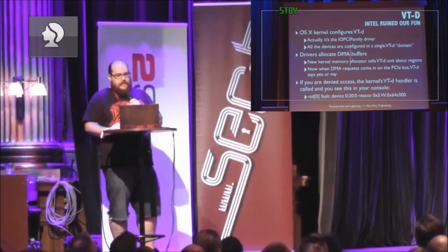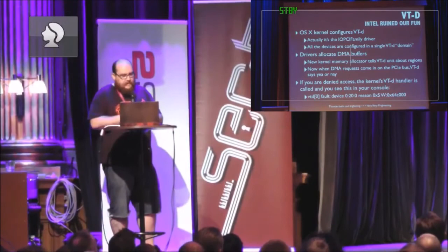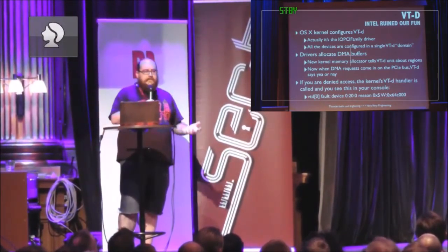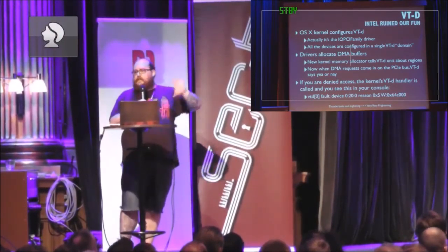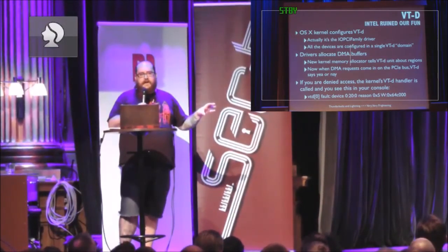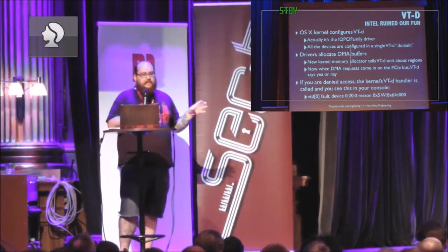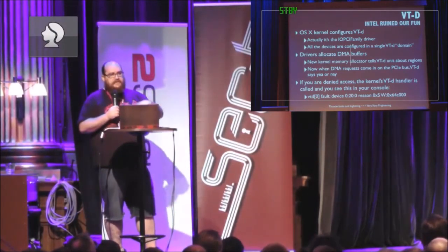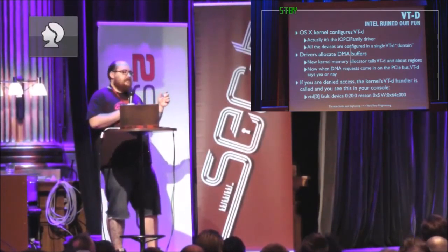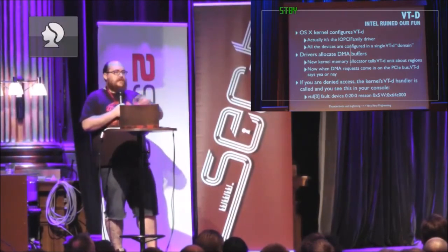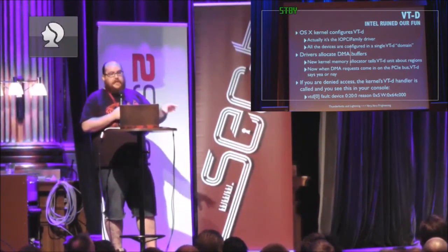So the OS 10 kernel configures VTD for you automatically. Actually, the IOPCI family driver does it. All devices are in a single domain. So now when a driver allocates a DMA buffer, say you've got a graphics card driver, it's going to allocate a DMA buffer for the graphics card to write the results of some graphics stuff back into the main memory. When that buffer is allocated, the kernel allocator function for allocating memory from a driver, so for IOKit, automatically does the VTD setup and says, okay, this device driver is for the device that belongs in this domain, so only this domain can access this DMA buffer, and that's it.